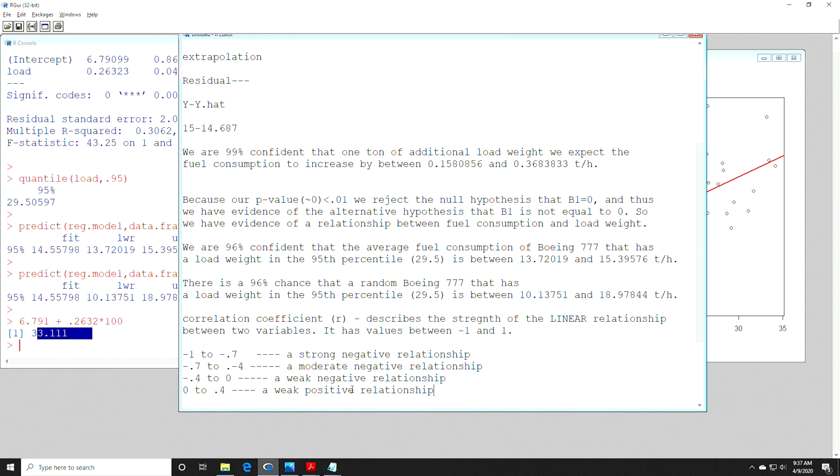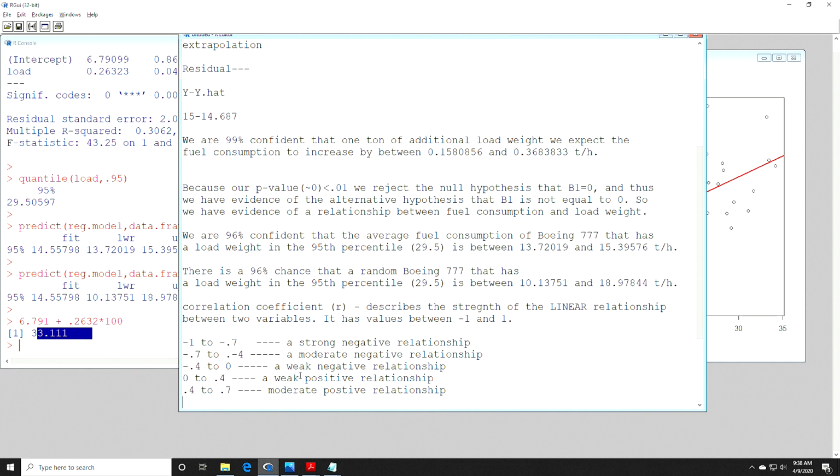Continuing on, from 0 to 0.4 it's going to be a weak positive relationship. So it's basically a mirror image of what I already put there, but now we're putting positive everywhere. So 0.4 to 0.7 is a moderate positive relationship, and 0.7 to 1 is a strong positive relationship. Now, if you have a correlation of 1, that would be a perfect positive relationship. If you have a correlation of -1, that would be a perfect negative relationship.